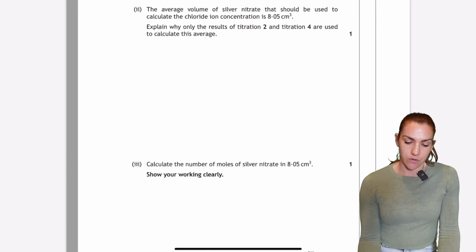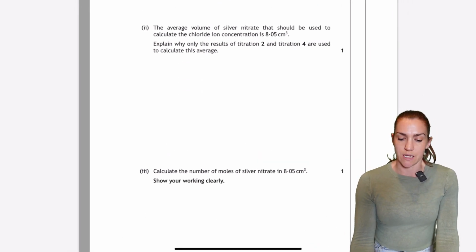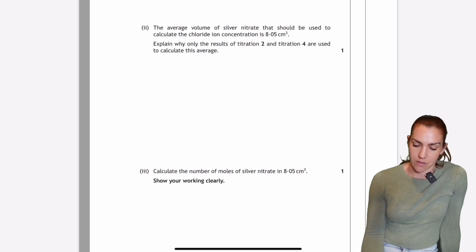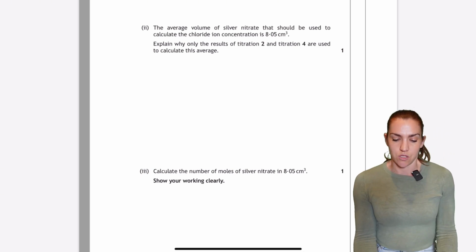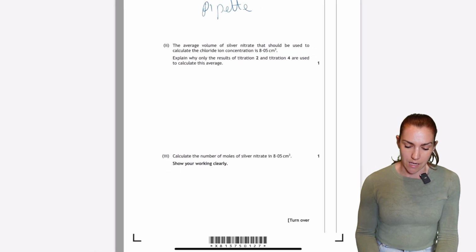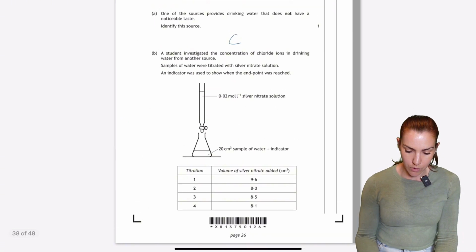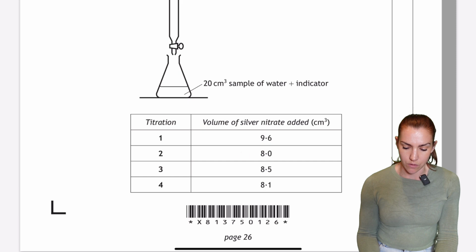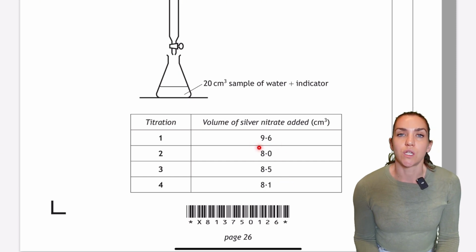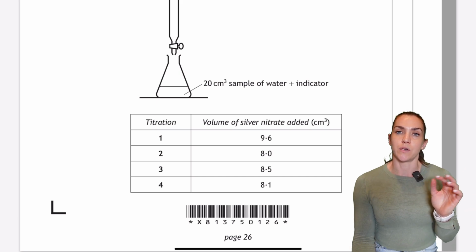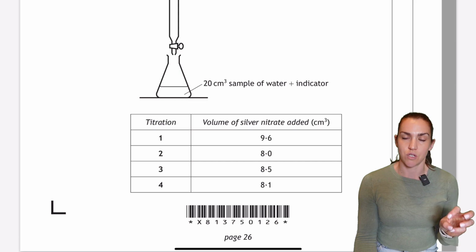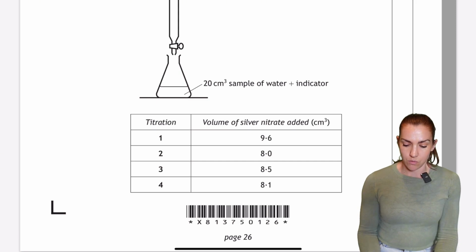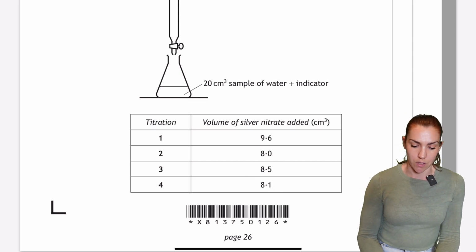Then the average volume of silver nitrate that should be used to calculate the chloride ion concentration is 8.05 centimetres cubed. Explain why only the results of titration 2 and titration 4 are used to calculate this average. So if we look at the results here, they've only used 2 and 4. That is because they are the only concordant results. So remember, concordant results are the ones that are within 0.2 centimetres cubed of each other, and they are the results that we need to use in titration calculations. So because they are the only two concordant results, they are the only ones that are used.